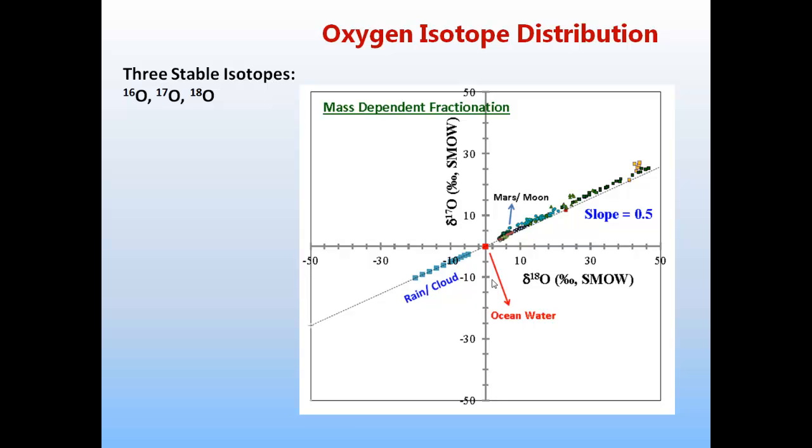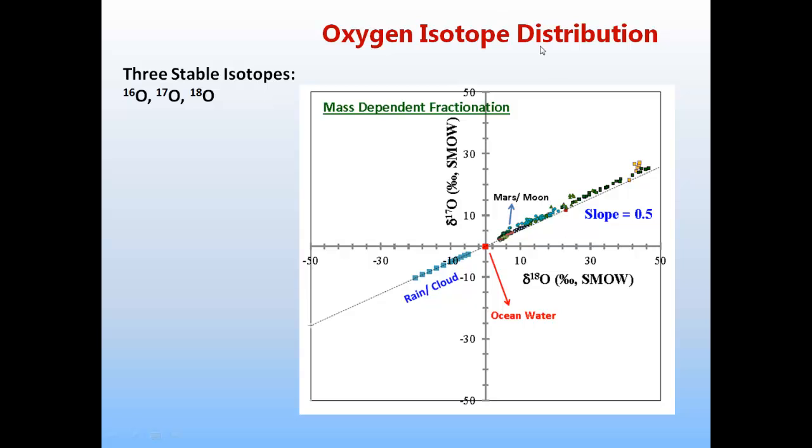Oxygen has three stable isotopes. Oxygen-16 is the major one with abundance of more than 99%. Oxygen-17 and oxygen-18 are the minors. When all three isotopes are plotted in a single diagram, we call it the oxygen three-isotope plot, like this, where the ratio of 18 to 16 is on the x-axis and 17 to 16 on the y-axis.